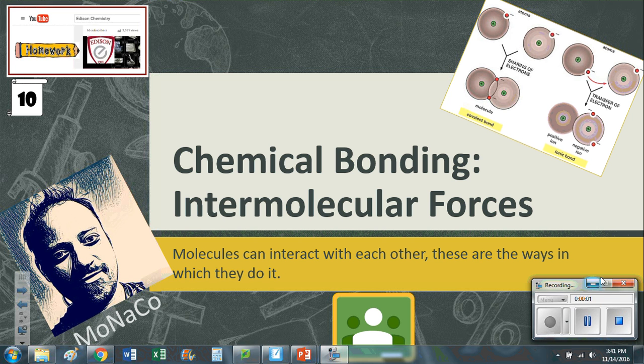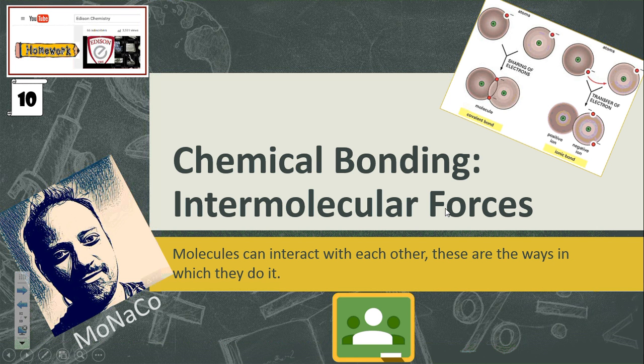Here we are on the last homework lecture of the unit, Intermolecular Forces. Up until now, we've only looked at how single or double or triple atoms combine. They either transfer electrons, become ionically charged, and make an ionic bond, or they share electrons either unevenly or evenly to make a covalent bond.